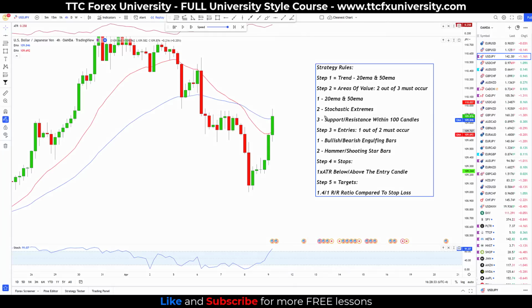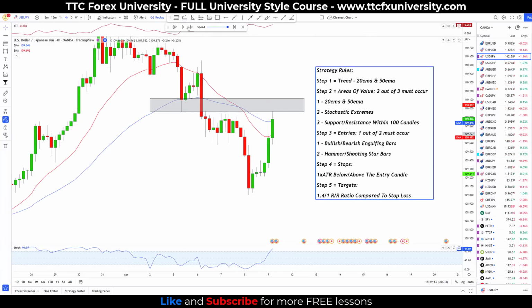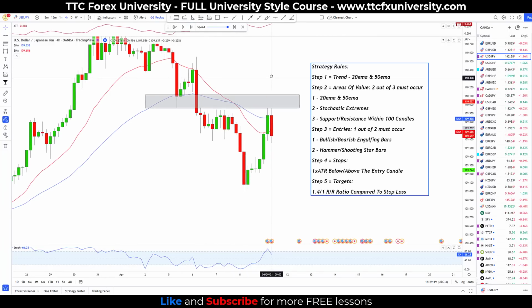We can look for stochastic extremes, which by the way, we're already in one as we're in the overbought area of the stochastic, which is above 80. And we look for a major level of structure within 100 candles. If we look left, we actually have a level of structure that was just broken right here. So this is a level of structure paired with the 50 EMA, which is also paired with an extreme stochastic. Here, if we get an entry, we have a very high probability setup because we're combining all three areas of value.